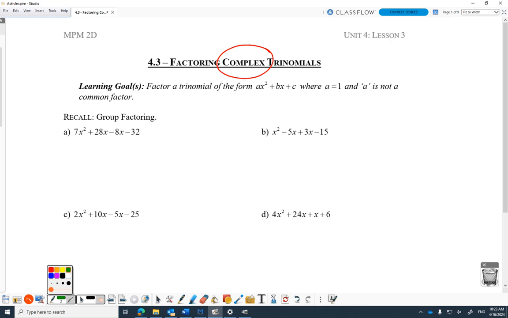Learning goal: factor a trinomial of the form ax squared plus bx plus c, where a equals 1, and a is not a common factor. Ooh, a little mistake there. Fix this. Where a, put a little line through the equals, not equal to 1. Cannot have a equal to 1 for it to be a complex trinomial. If it's equal to 1, it's a simple trinomial. Today, it's got to be complex.